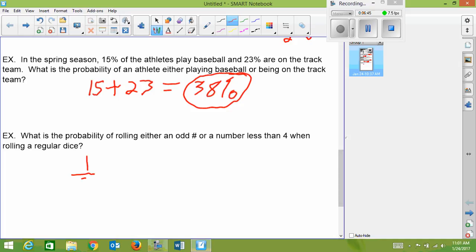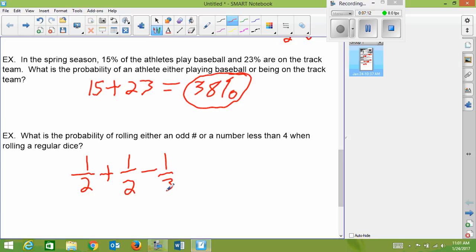You have a 1 in 2 chance, right? What is the probability of rolling a number less than 4? Well, that would be 3, 2, and 1, so it would be half again. What is the probability then of rolling a number that is odd and less than 4? Well, it would be a 1 and a 3, right? So you'd have to subtract that 1/3 chance from that.